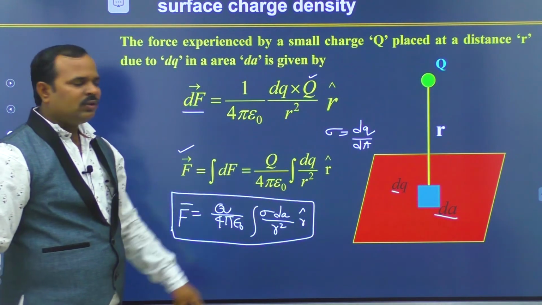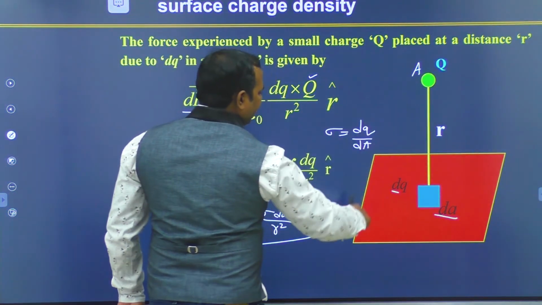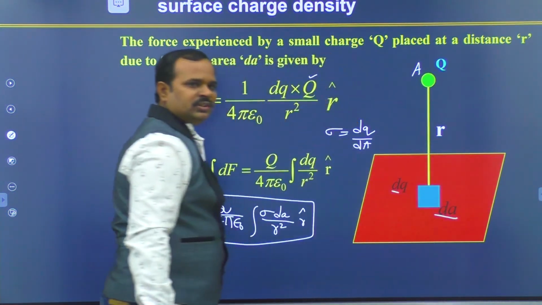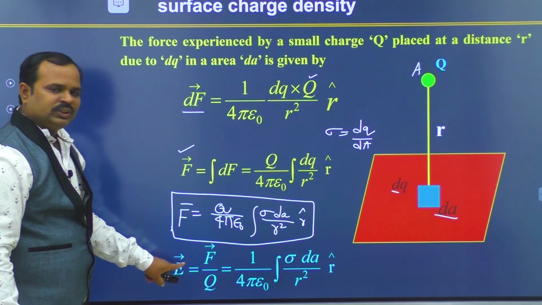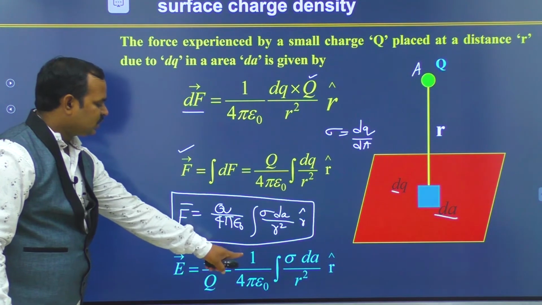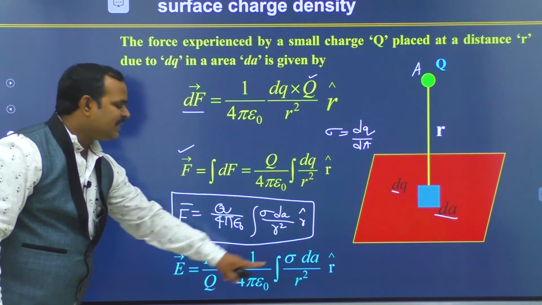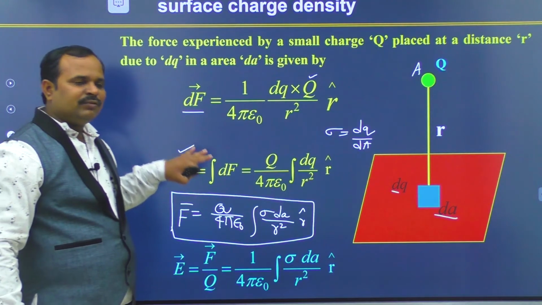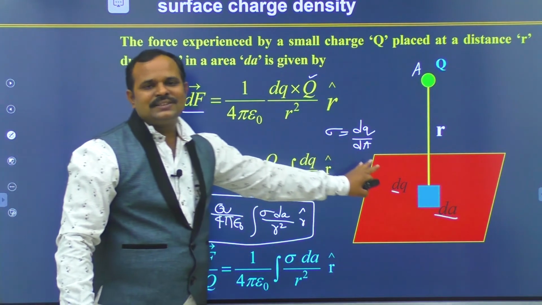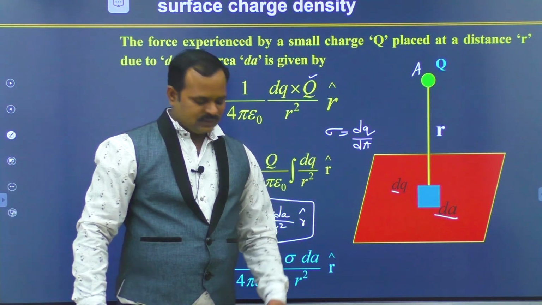And if you want to find the field at this point A due to this surface charge distribution, then F is equal to qE, so E is equal to F by q, which is equal to 1 by 4 pi epsilon naught integration of sigma dA by r square. So this is how we can find the force and electric field for a surface charge distribution.